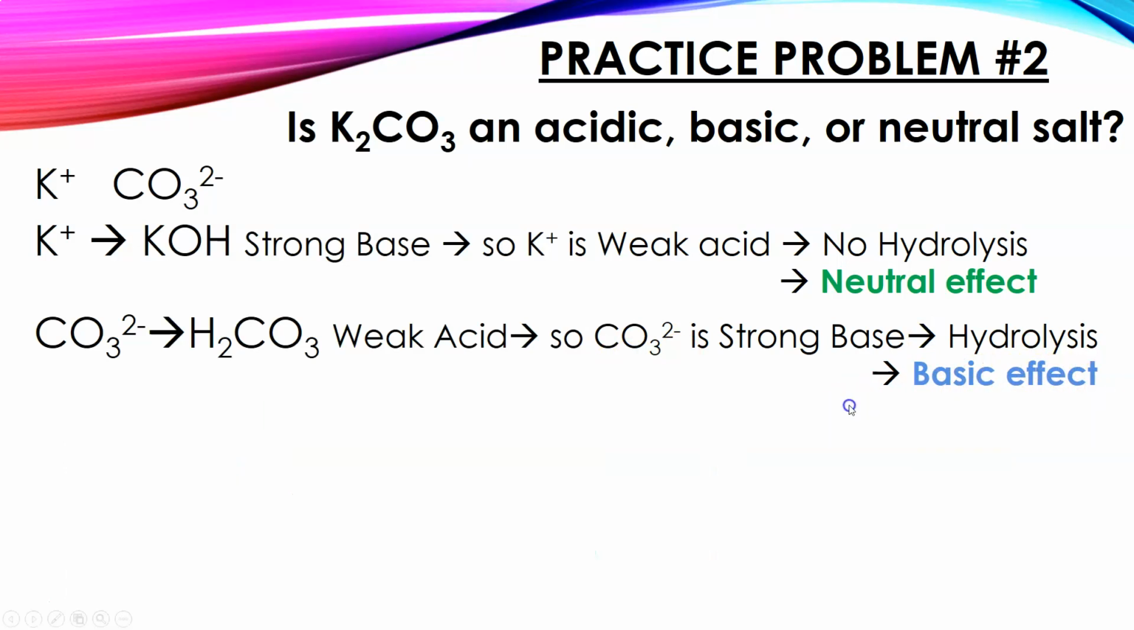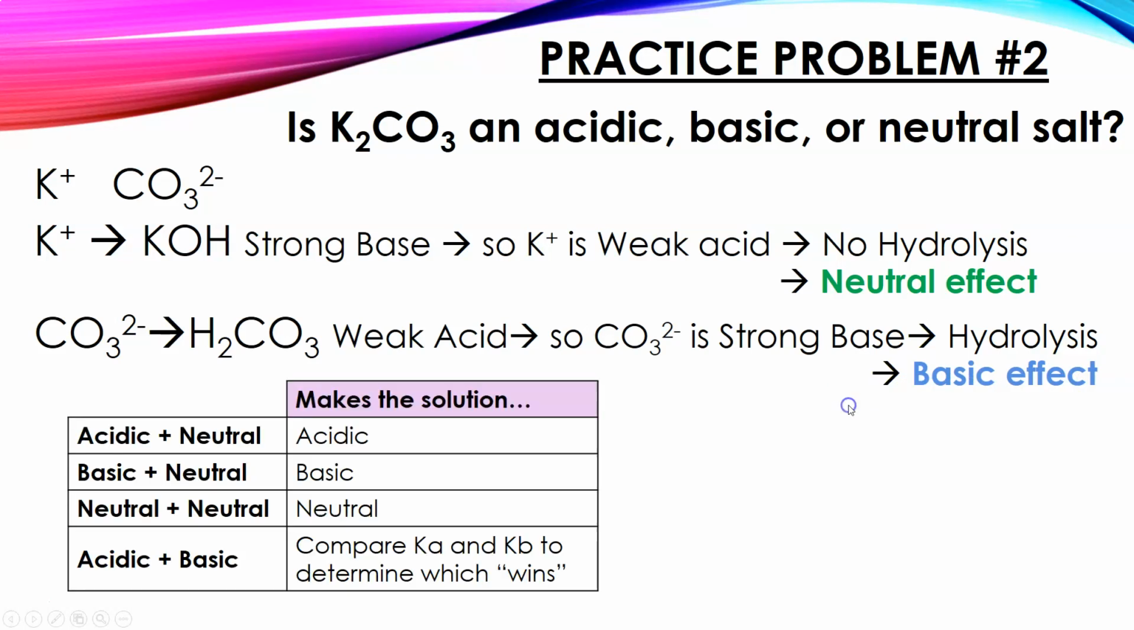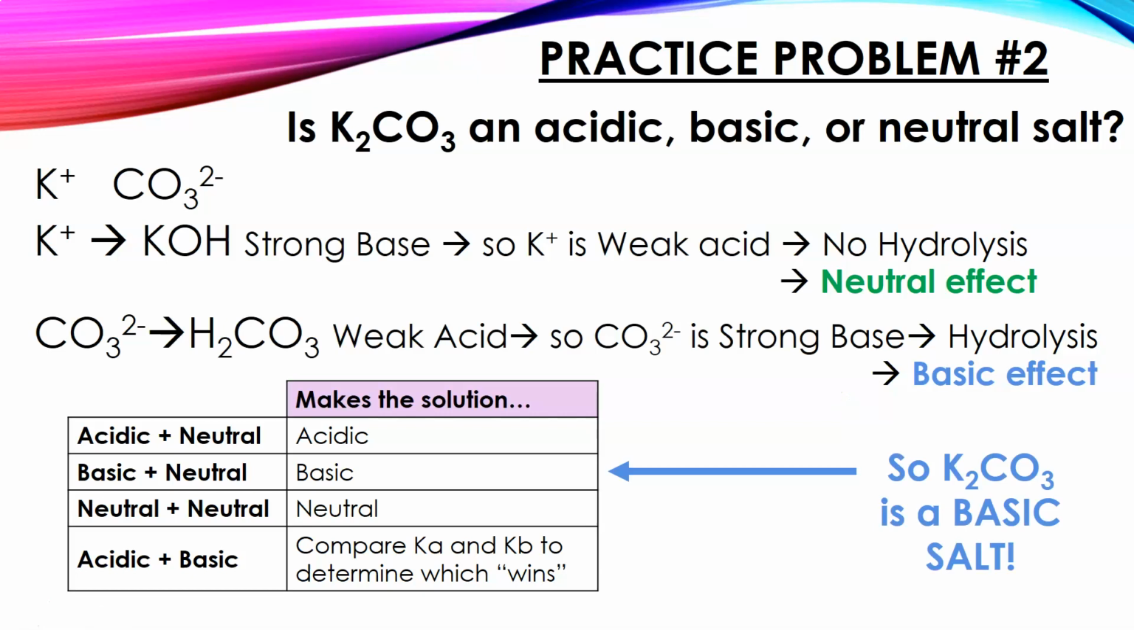So now let's think about how these two things combine together. If I have something that's neutral and something that's basic, I will end up with extra hydroxides at the end. So potassium carbonate will result in a basic solution. If I took the pH of potassium carbonate dumped into water, it's going to show a basic pH. Potassium carbonate is a basic salt.